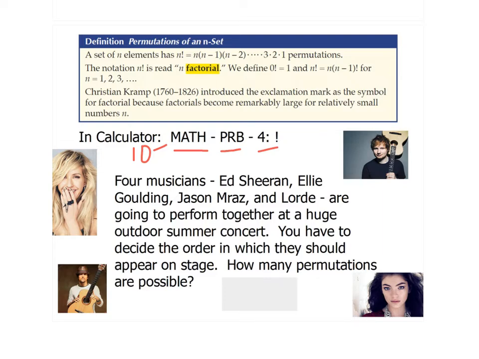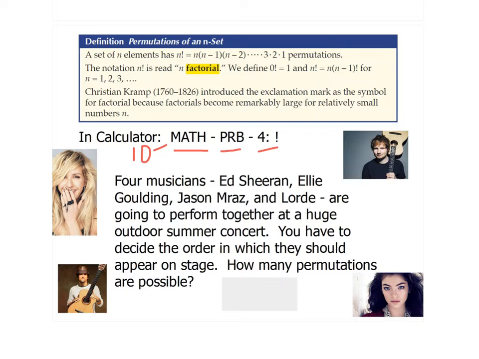Okay, so let's keep going. It says the notation n! is read n factorial. We define 0 factorial as 1, and n factorial is you take that number and multiply by each number decreasing. Christian Kramp is the one who introduced the exclamation mark as the symbol for factorial because factorials become remarkably large for relatively small numbers. So we can use that symbol in place of going ahead and calculating what the large number is.